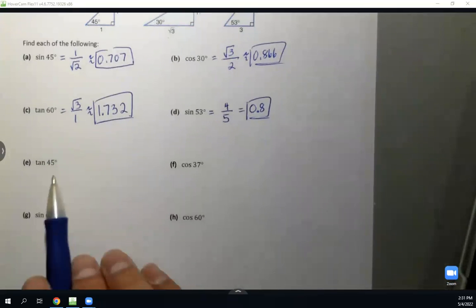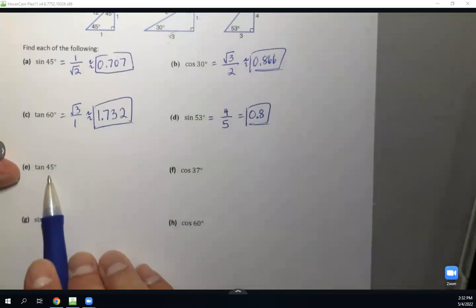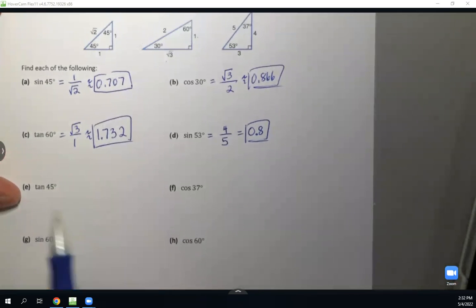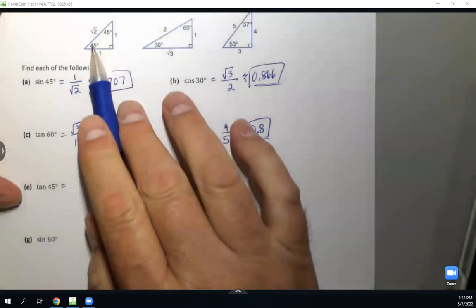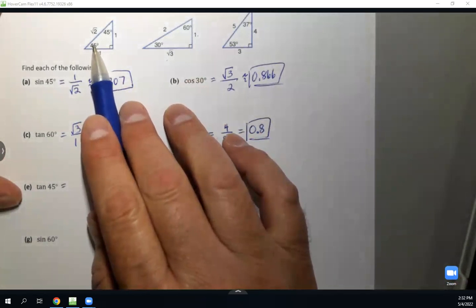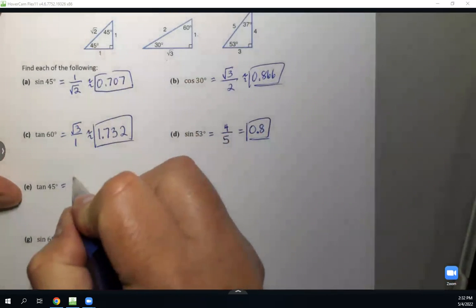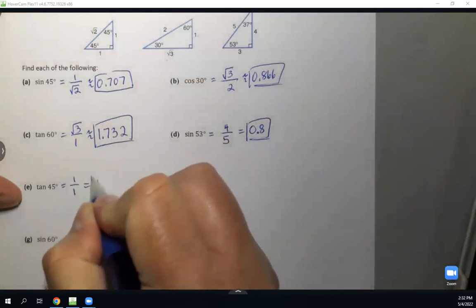The tangent of 45 degrees. I actually already talked about this just a little bit. Looking at my 45-45-90 triangle, if I look at this 45-degree angle, tangent is opposite over adjacent. So that's going to be 1 over 1, which is 1.